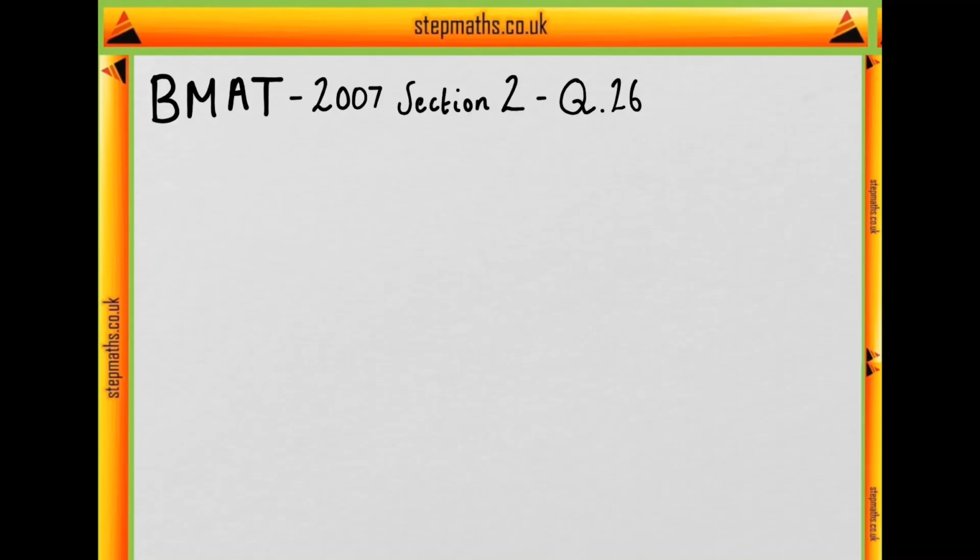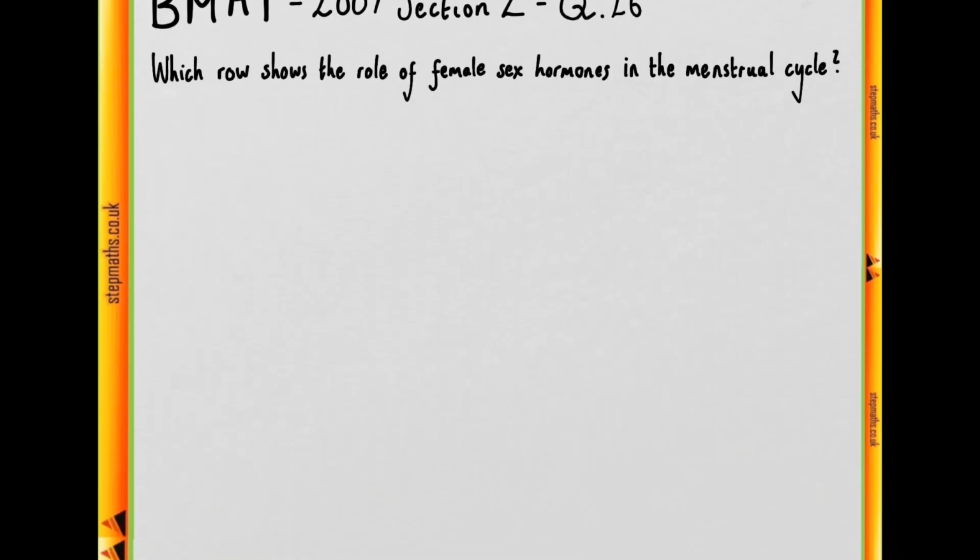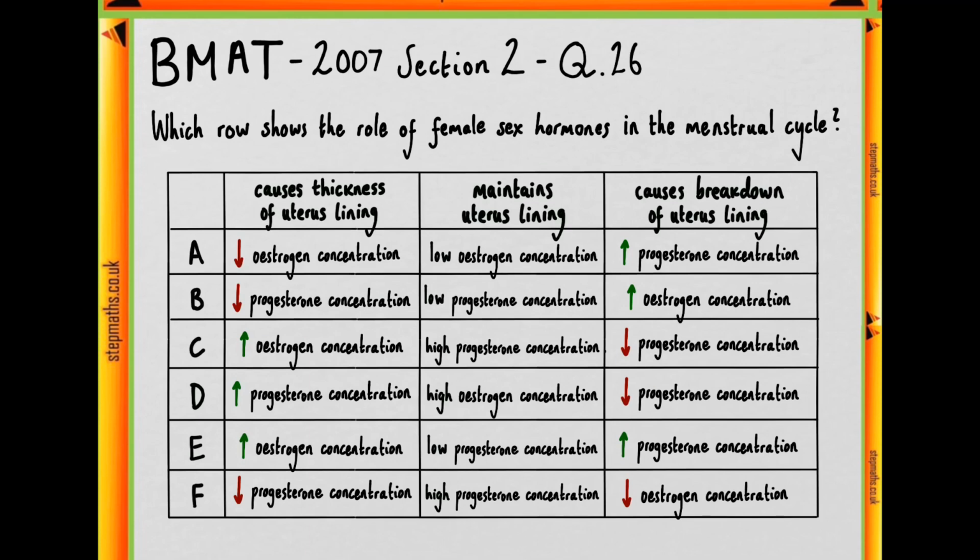In question 26, we're being asked about the female sex hormones involved in the menstrual cycle, and we're asked within this table here, which row shows the role of the female sex hormones in the menstrual cycle. Now, having a look over our table, we can see that the only two hormones that we need to worry about are estrogen and progesterone.